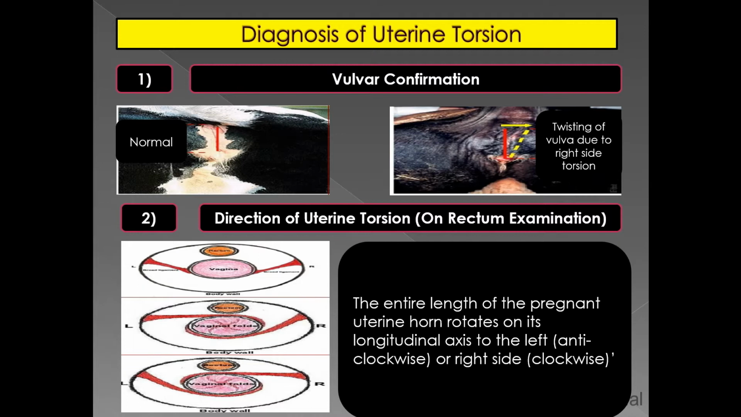length of the pregnant uterine horn. It rotates on its longitudinal axis. If it rotates in the anti-clockwise direction, it is called the left side uterine torsion, while if it rotates in the clockwise direction, it is called right side uterine torsion.